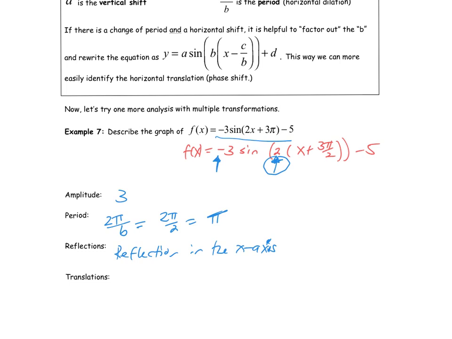Translations, in terms of horizontal, this plus 3 pi over 2 means the graph is translated left 3 pi over 2, and this minus 5 means it's translated down 5.